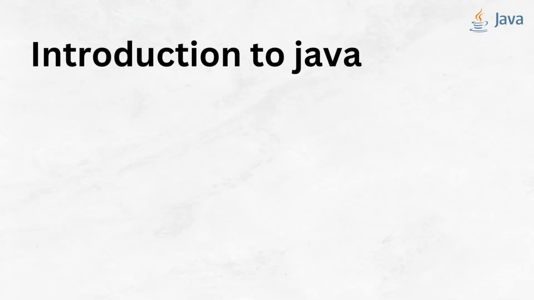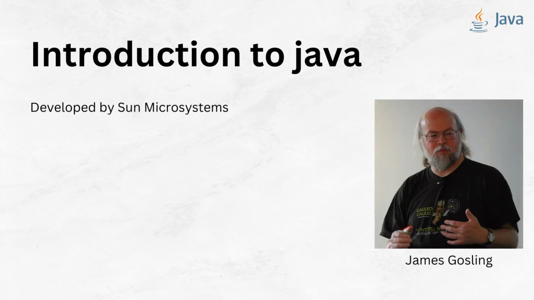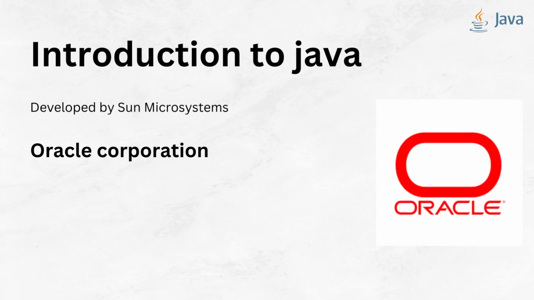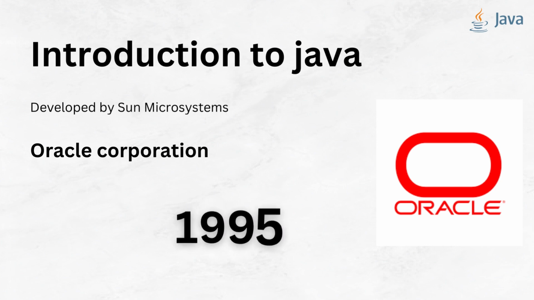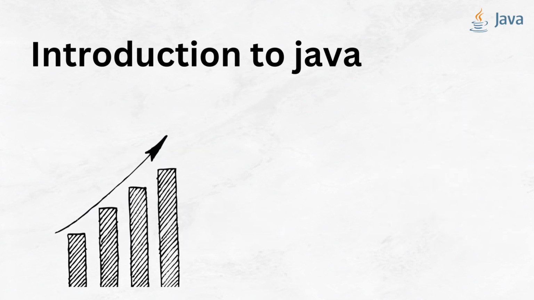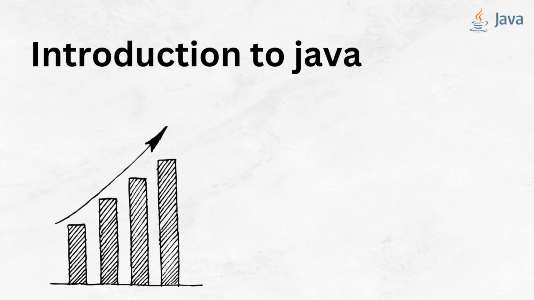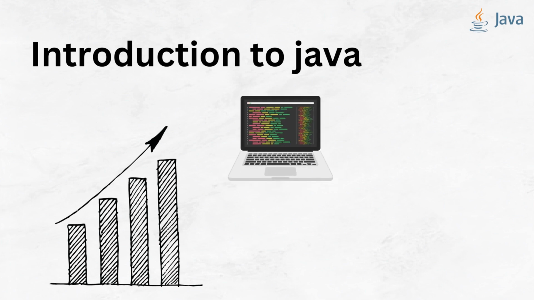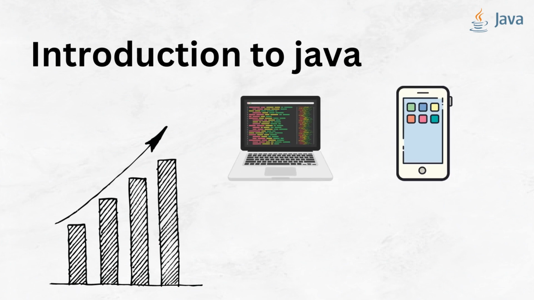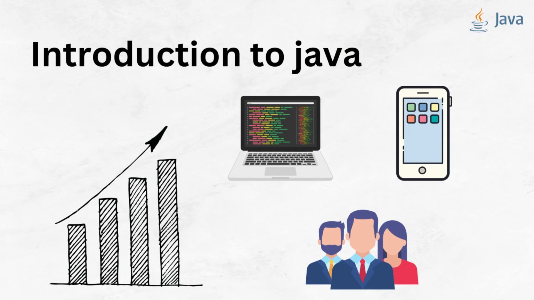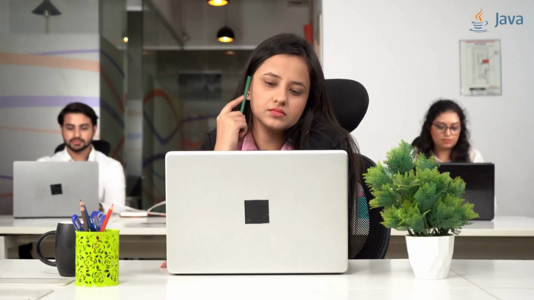Introduction to Java. Java, developed by Sun Microsystems, now owned by Oracle Corporation, was first released in 1995. Since then, it has gained immense popularity and is used extensively in various domains, from desktop applications to mobile development and even large-scale enterprise systems. Most people wonder, why should you learn Java?